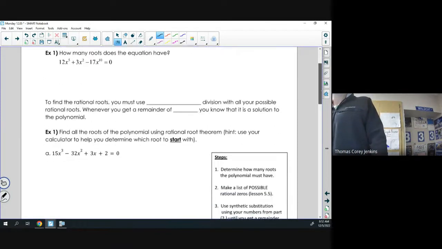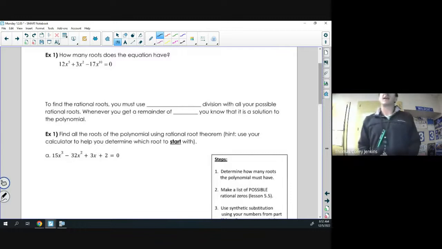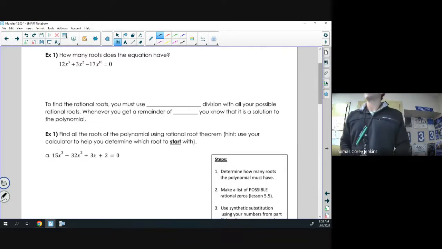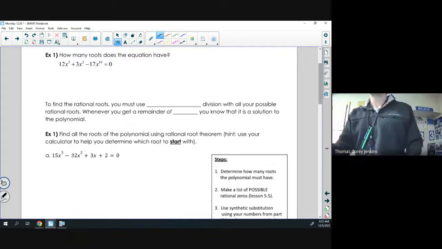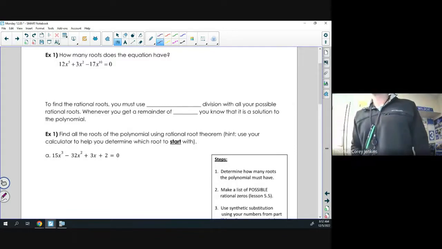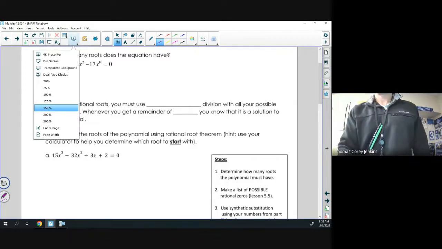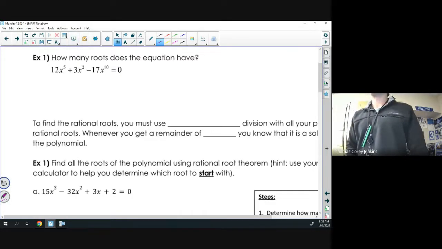On that note, example 1 wants to know how many roots does the equation 12x to the 5th plus 3x squared minus 17x to the 10th equals 0 have? So real quick, no calculator or anything else. What degree is this polynomial? 12x to the 5th plus 3x squared minus 17x to the 10th. What would my degree be there?